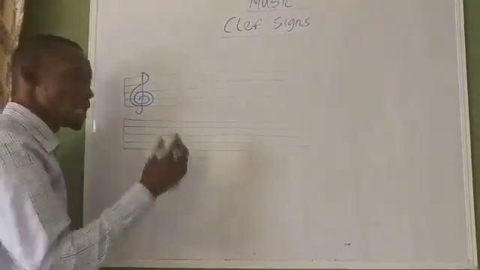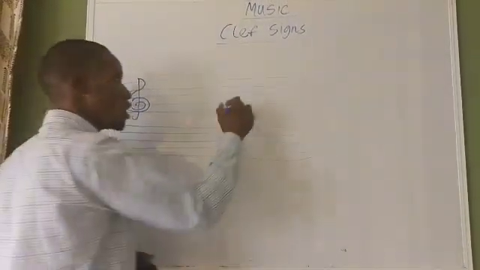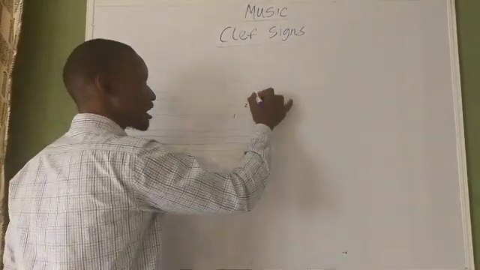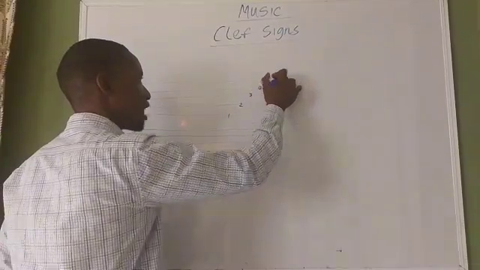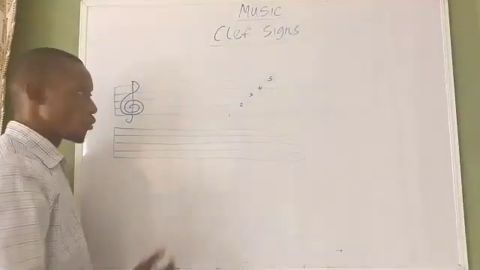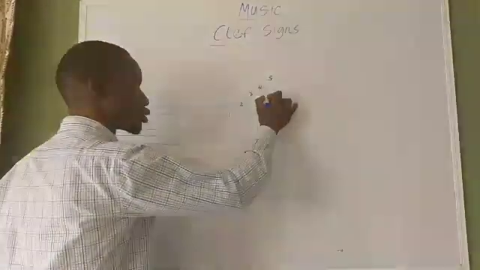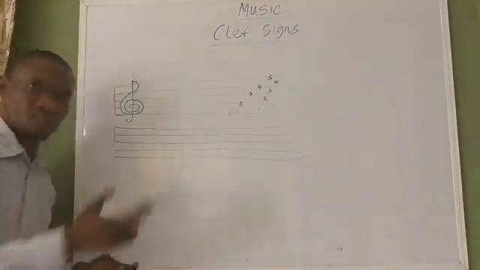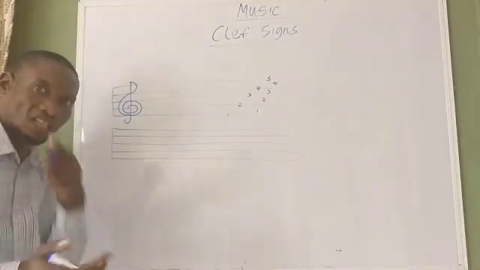Now in music, we label, we count from below upward. So this is line 1, this is line 2, this is line 3, this is line 4, and this is line 5. We also have space 1, space 2, space 3, and space 4. So we have 5 lines and 4 spaces. So in music, we count from where? From below upwards. Keep that at the back of your mind.